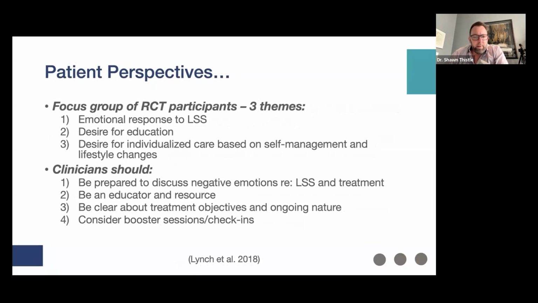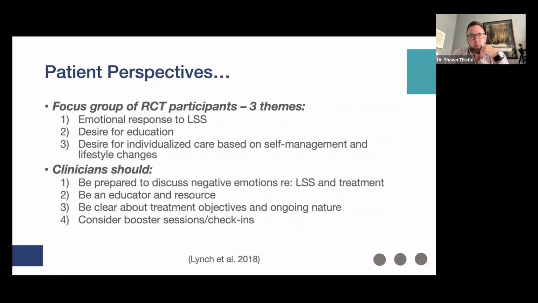Another patient perspectives paper, from Lynch and colleagues in 2018, had three themes emerge from interviews with participants in a randomized trial. They reported an emotional response to lumbar spinal stenosis, a desire for patient education, and a desire for individualized care based on self-management and lifestyle changes.